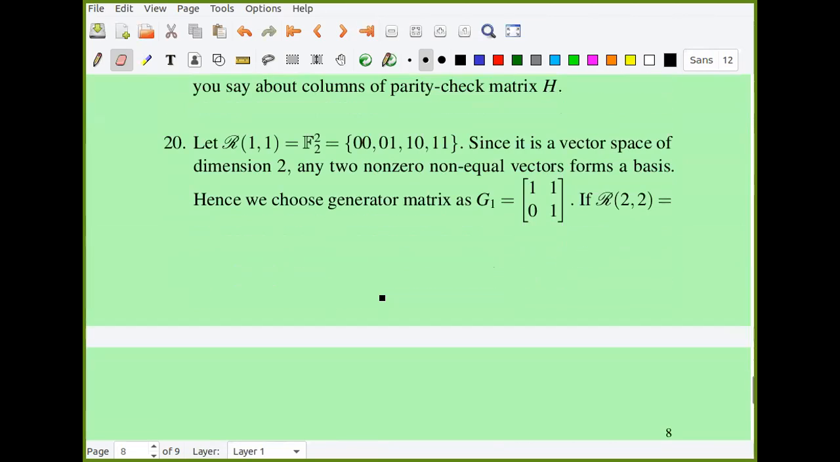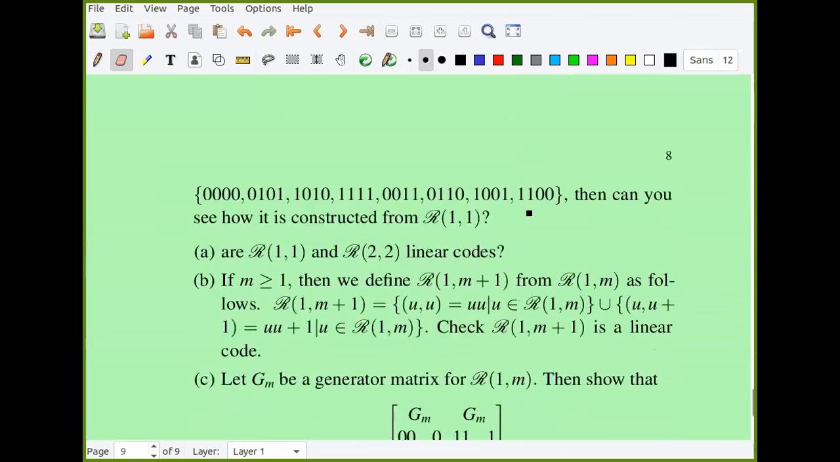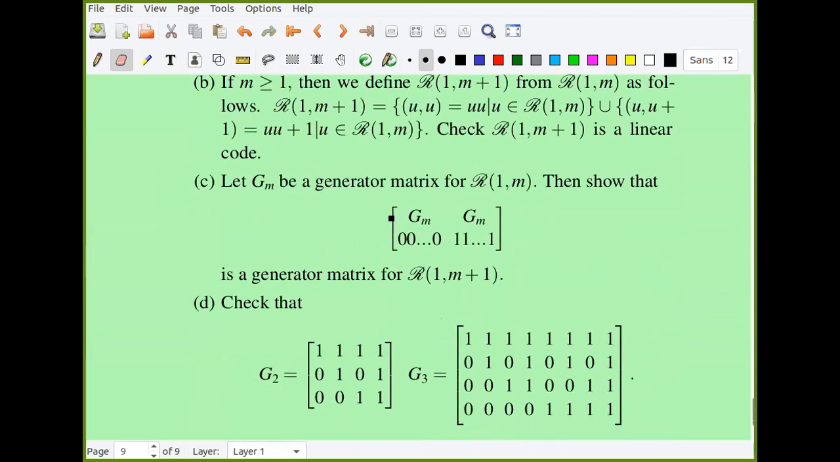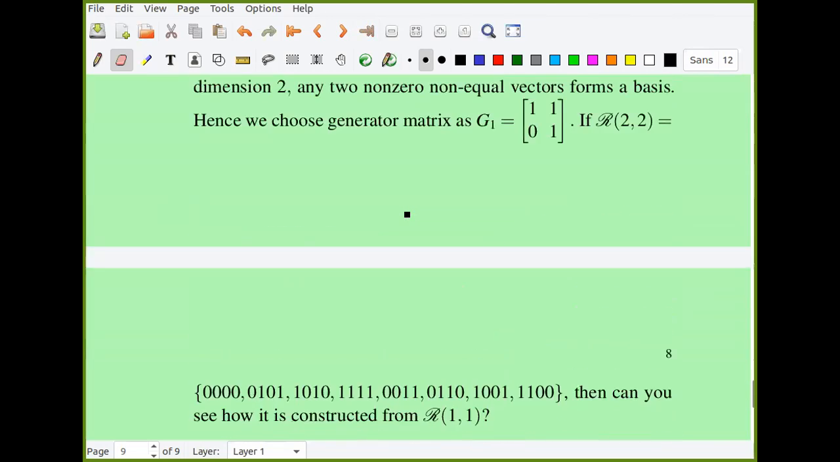I extended it very systematically. So we have G1, right? We just add like this G_m and zeros and ones. So this is the generator matrix. Once we have the generator matrix for m, then I have the one for m plus 1 like this. Then find the dimensions and the various questions asked here. Okay, try these things. I'll stop.